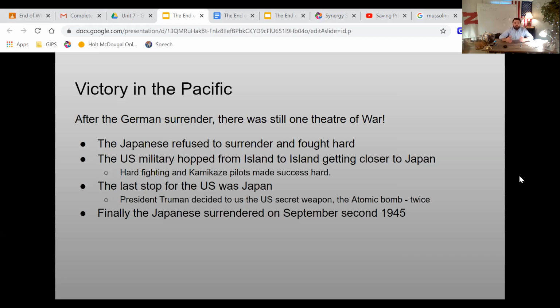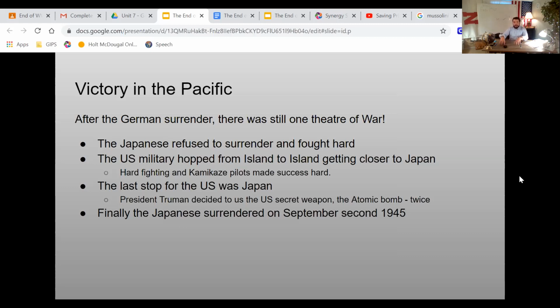The Japanese really refused to surrender. They had a really strong foothold in the Pacific Island nations, and they fought incredibly hard. So this is where you hear of battles like Guadalcanal and Iwo Jima and Okinawa. All of these different battles are part of this island hopping campaign that the United States had to go on to take out these different spots.